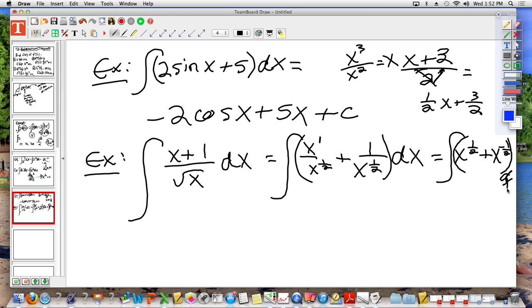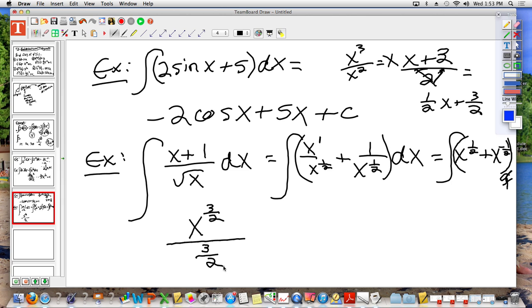So follow your rules. Do each one of these things separately. Add 1 onto the power of 1/2. What do you get? 3 over 2. This is my new power. So what do I divide by? Divide by 3 over 2.